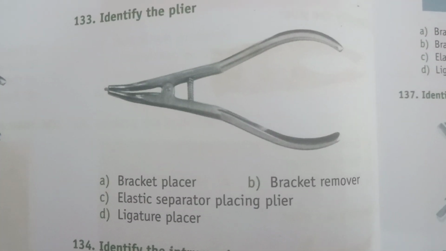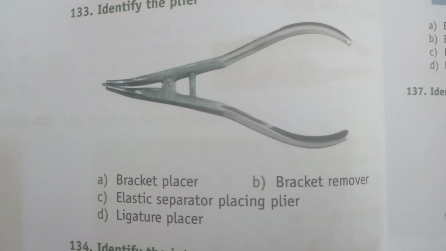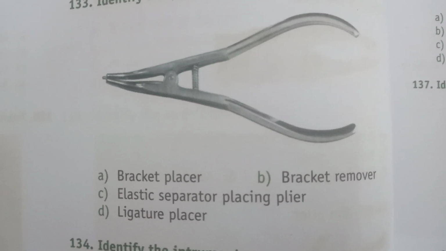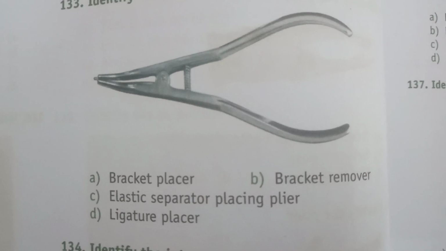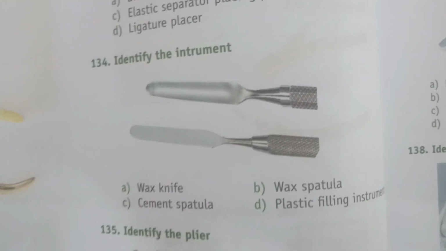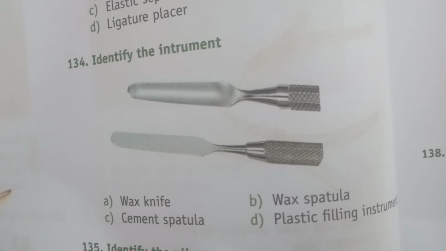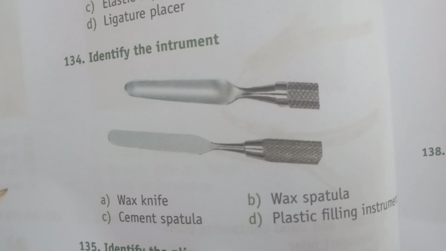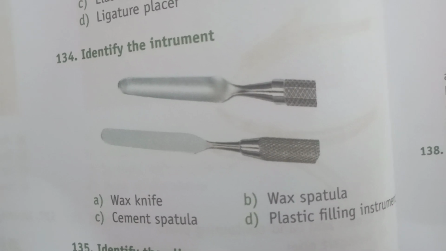Next question. Is it bracket placer, bracket remover, elastic separator placing plier, ligature placer? Answer is C, elastic separator placing plier. Next, identify the instrument. Wax knife, wax spatula, cement spatula, plastic filling instrument. Answer is C, cement spatula.